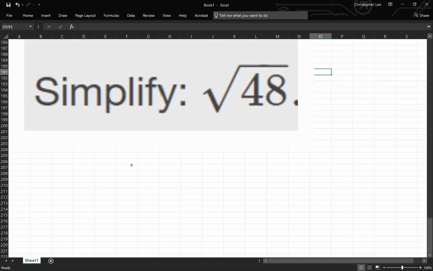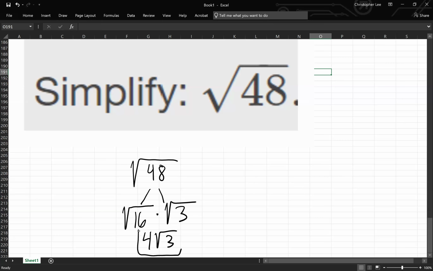So I have square root 48. So what does that break up into? What's the perfect square that goes into 48? 16 times 3. Perfect. All right, square root 16 times square root 3. And the square root of 16 is 4. All right, so 4 square root 3. That's my answer, and I'm done. Does anybody have any questions on that?